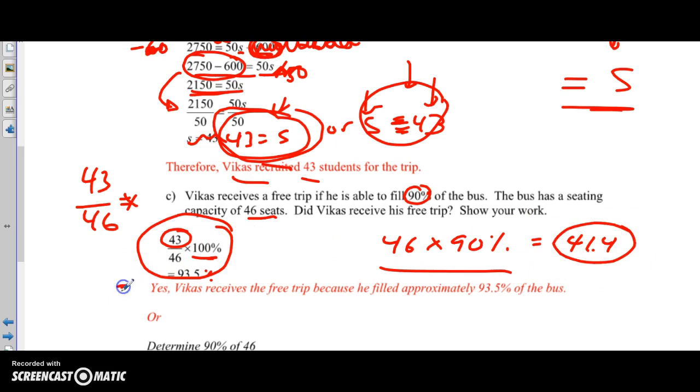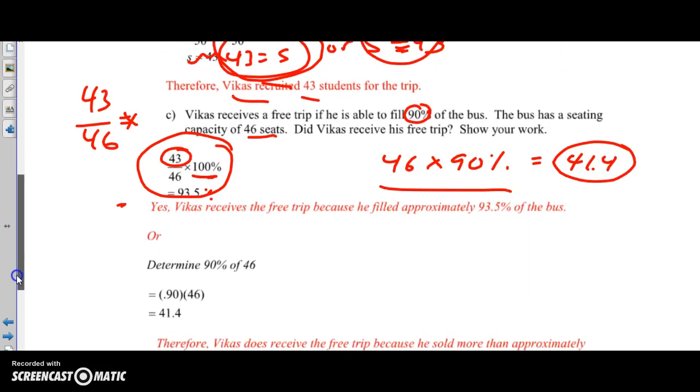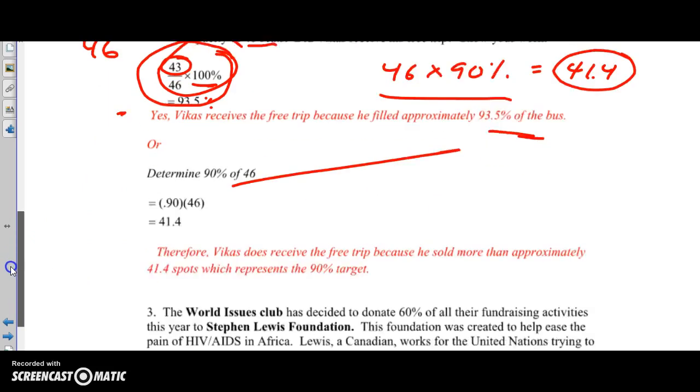And then again, you give a therefore statement, a concluding statement. Therefore, Vicus gets a free trip because he was over 90%. Okay, so that's this version. That's this version. And that's it.